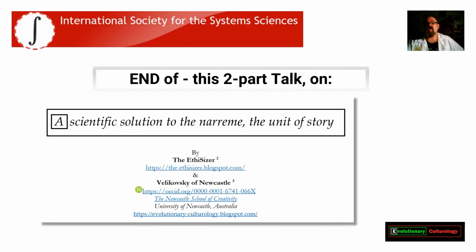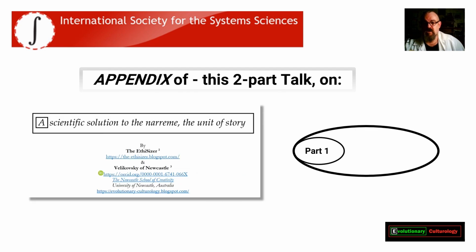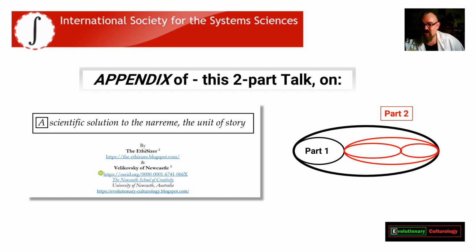End of this part of the two-part talk on a scientific solution to the Narreme, the unit of story. We did it. Yay. Oh, wait, there's more. Now we're doing the appendix. Didn't see that coming, did you? So here's part 2 in red, but guess what? There's that part we just did, but there's also an appendix. See how that's fractal? See how you break down the units and the scale levels? And you're welcome.